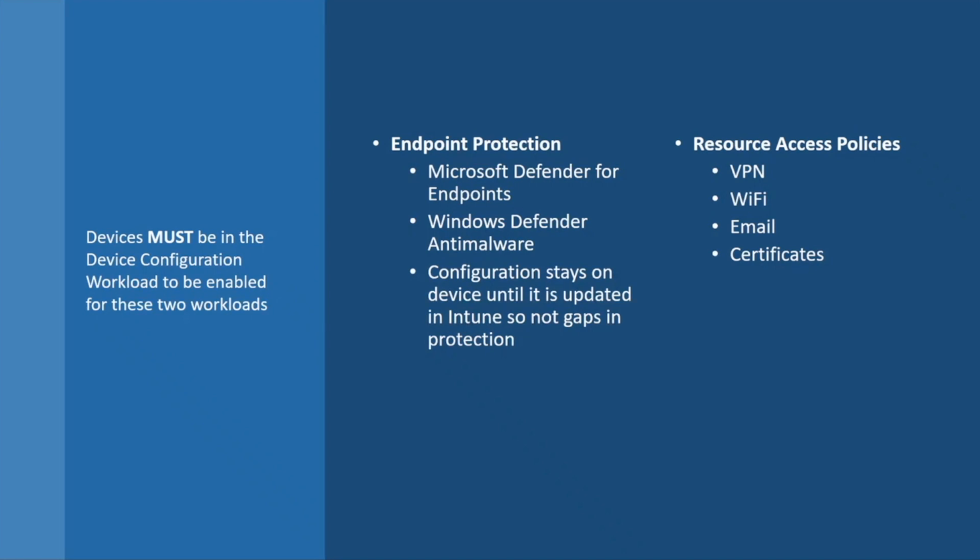And then the resource access policies are VPN, Wi-Fi, email, and certificates. For me, this is kind of like a unicorn or Bigfoot. I've heard about it, but I haven't ever seen it. So if you guys are using Configuration Manager for one of these, please let us know in the chat, because I want to know if that's actually being used. So the main thing is the devices must be in that device configuration workload, and this one, for it to work.